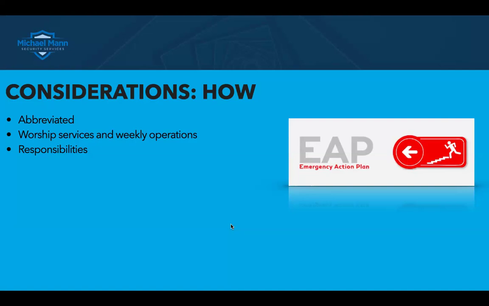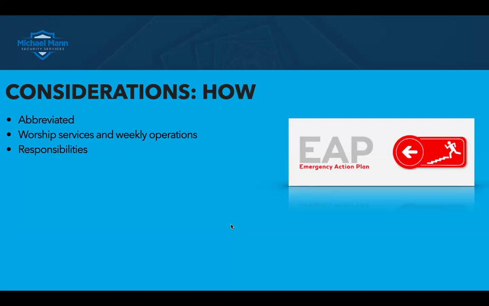Two, with emergency action plans, especially if you're a larger church and you've got full-time staff or even part-time staff that work during the week, think about there's probably going to be two parts to the plan. There's going to be the plan for worship services, which actually could be managed by your security ministry, or if you've got contractors on site, you're paying for that, they can manage the emergency action plan. And also there's a part that's going to address weekly operations.